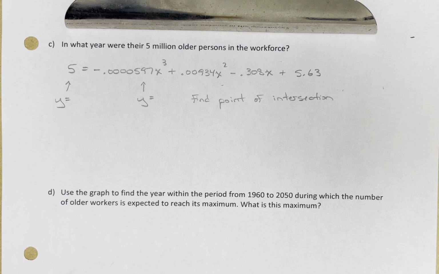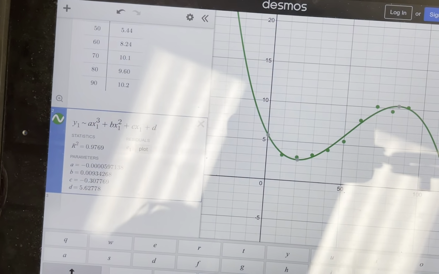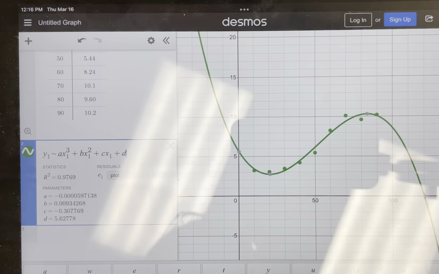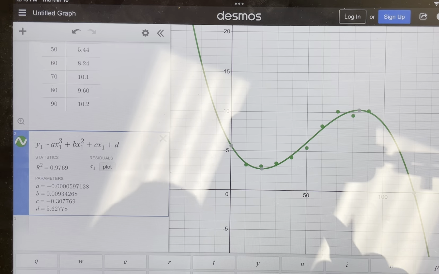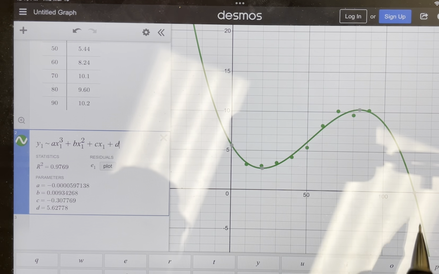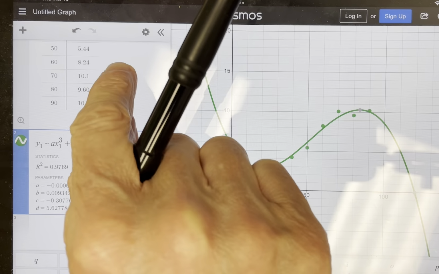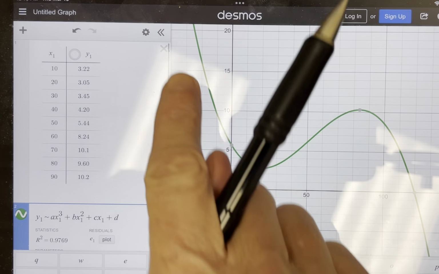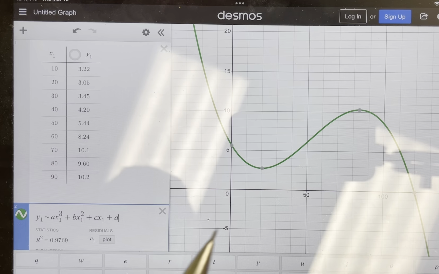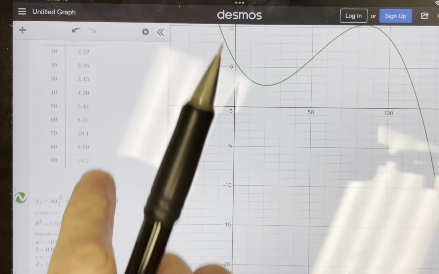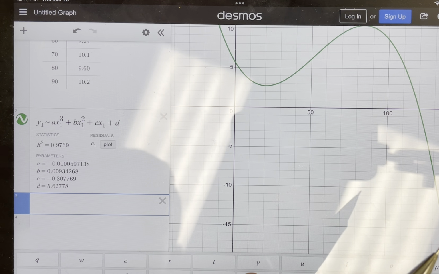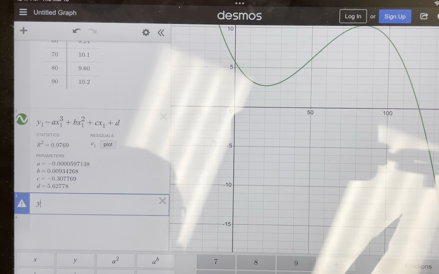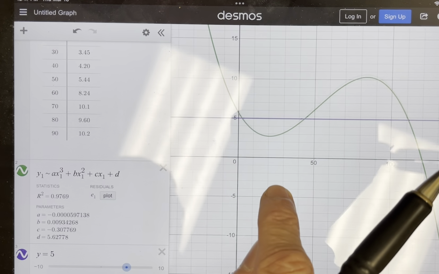So let's see here. Let's go back to our Desmos and our graph. And here we are. Let me make sure I get it so you can see it again. Okay, so Desmos already has our equation, our graph is right there. If you'd like to, you can go up here and turn off the points, and that'll just give you the model, which is what we're focusing on. And then we want to equate that to y equals 5 for 5 million people. So y equals 5, and there we go.